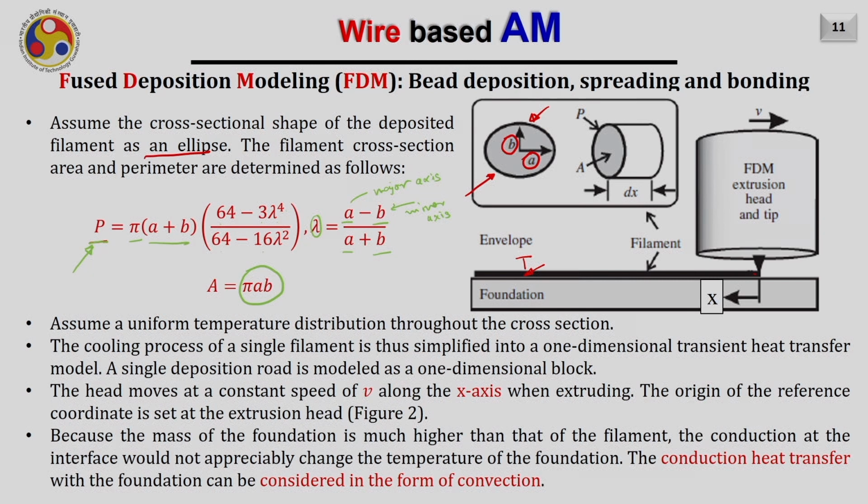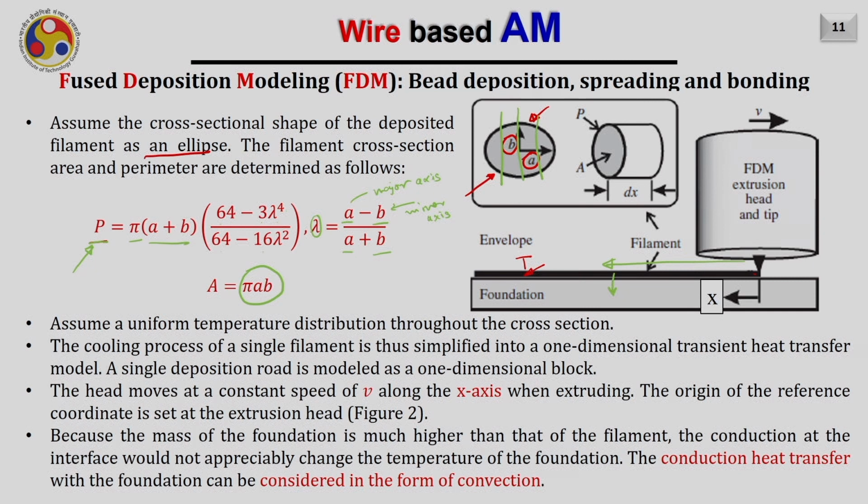Now let us also assume a uniform temperature distribution throughout the cross section of the bead, which means the temperature does not change in the cross section, it is the same everywhere, while the temperature is definitely varying when you are depositing the material. So along the deposition length, the temperature is varying only. Therefore, the cooling process of a single filament is simplified into a one-dimensional transient heat transfer model. So the heat is only getting transferred in this direction.